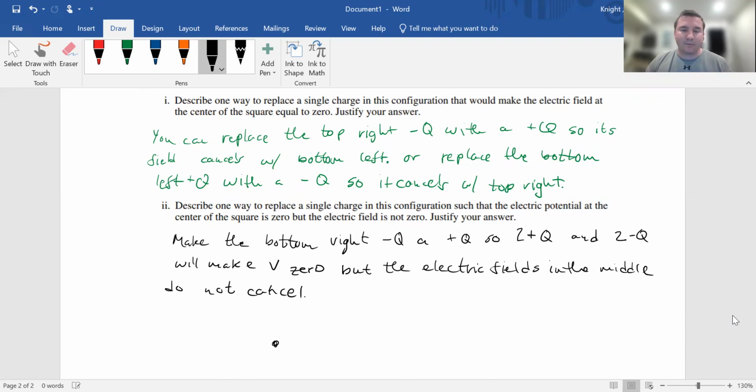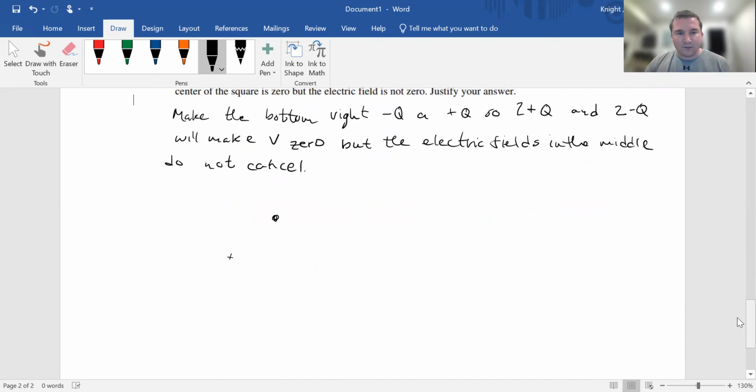And I mean, you could draw a picture or something, right? I had plus Q, minus Q, minus Q, right? And I said field this way, field this way, field this way, field this way. Those are definitely not going to cancel, right? It will give us an electric field. The total electric field will be straight up. So verify that that is the case.